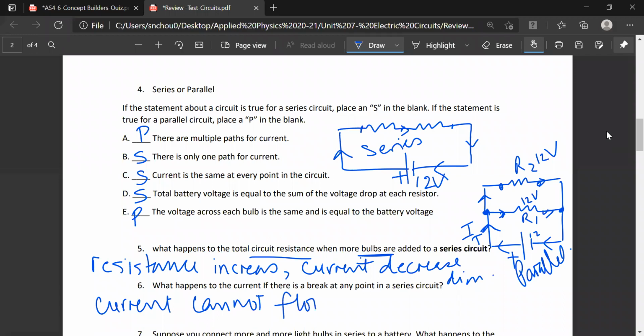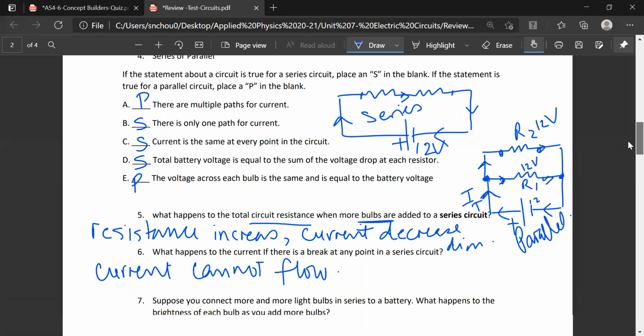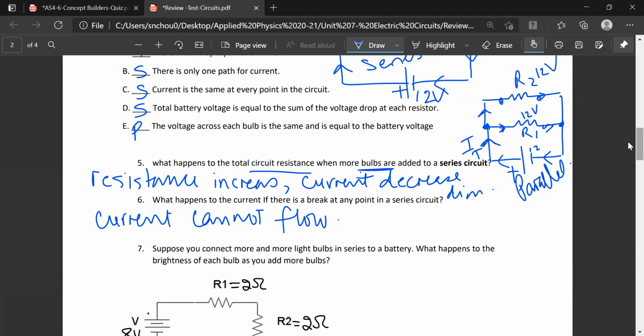The circuit is no longer complete. It won't work. If you had bulbs, they won't light up. So if you had Christmas lights, in some of the old-fashioned Christmas lights, they were put in series, and if one bulb went out, the entire thing went out, and it would have been a painful task to figure out which bulb. So now we use a different type, parallel.